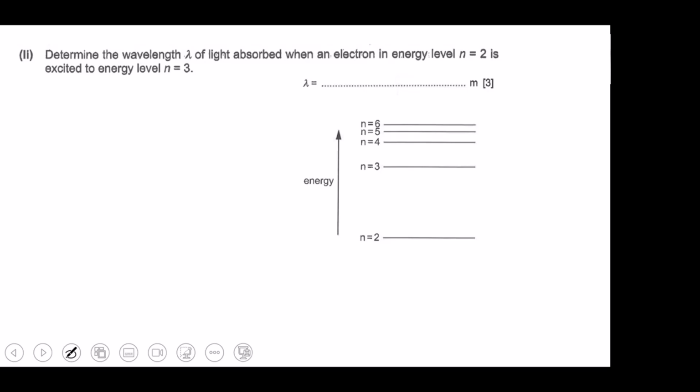Part 2, they ask you now to find the wavelength absorbed when the electron is in n=2. So the electron is here, and it will get excited to here, to n=3. What happens when the electron gets excited? What is the amount of energy absorbed? That corresponds to the wavelength, because for a photon, the energy is equal to hf, which is hc over lambda.